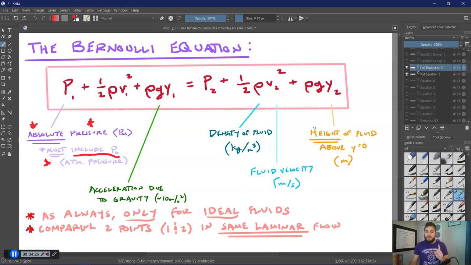And this is a real one we have to be careful with. y1 and y2 are the height of the fluid above y equals 0. And this is really annoying because previously we learned that h is actually the depth of the fluid when we're looking at, for instance, the absolute pressure and gauge pressure equations. That's the depth. y is in fact the height, how high it is above whatever we set as y equals 0.